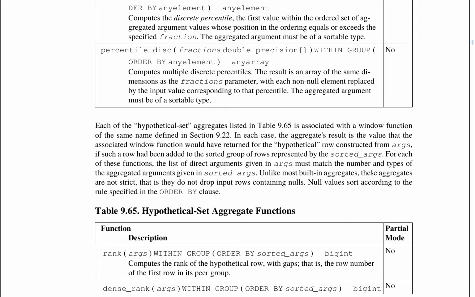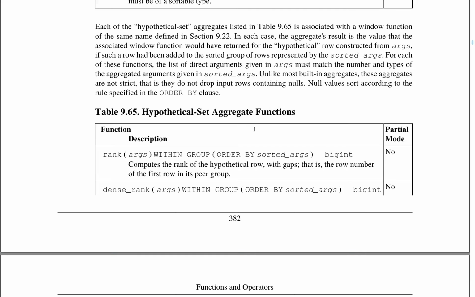Unlike most built-in aggregates, these aggregates are not strict. That is, they do not drop input rows containing nulls. Null values sort according to the rules specified in the ORDER BY clause.